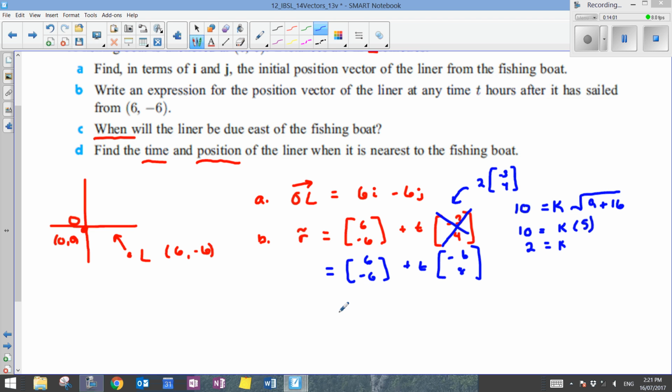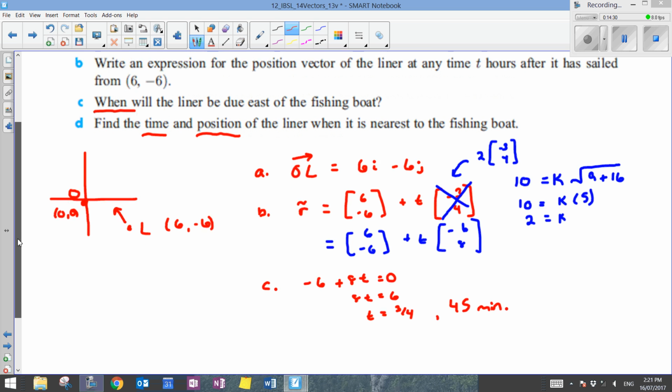When will the liner be due east of the fishing boat? Again, we talked about that one. Due east would just be our x-intercept. So we'll set your y component equal to 0. So we'll get 8t equals 6, and t equals 6/8 or 3/4. And since we're talking about hours, that would be about 45 minutes. So 3/4 of an hour.